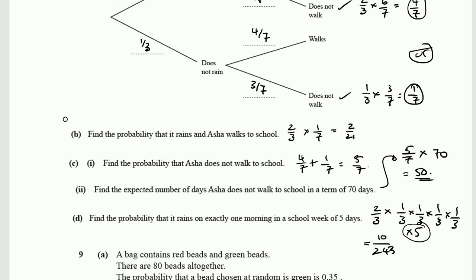I also have to consider it raining on the Tuesday, or the Wednesday, or the Thursday, or the Friday, and not raining the other days. So it essentially multiplies that result by 5. So quite a tricky one, but that's how it's done.